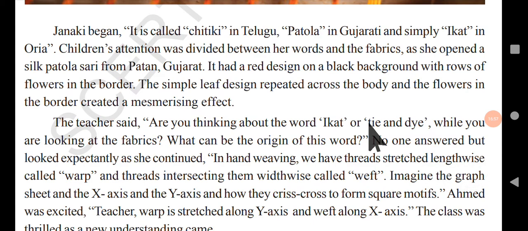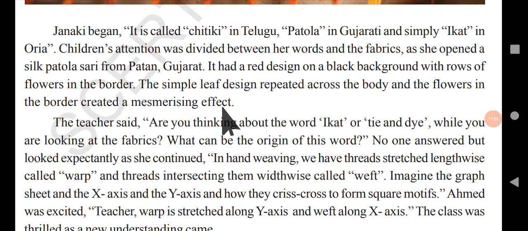Janaki, the teacher, began. It is called Chitki in Telugu, Patola in Gujarati, and simply Ikat in Oriya. Children's attention was divided between her words and the fabrics as she opened a silk Patola saree from Patan, Gujarat. It had a red design on a black background with rows of flowers in the border. The simple leaf design repeated across the body, and the flowers in the border created a mesmerizing effect.